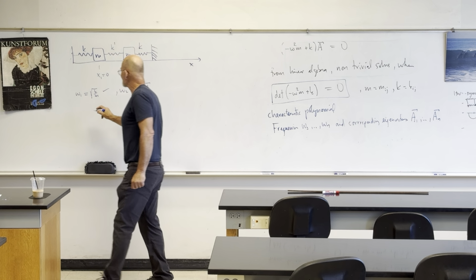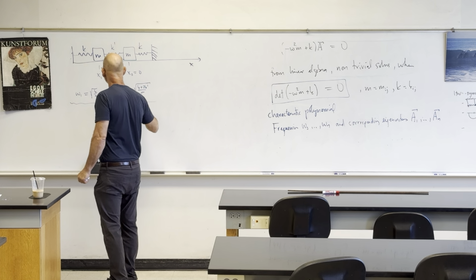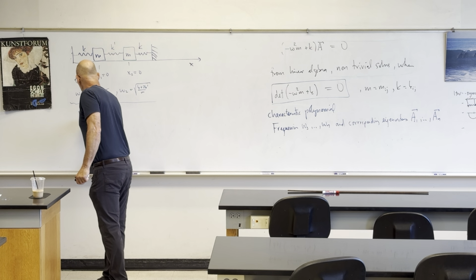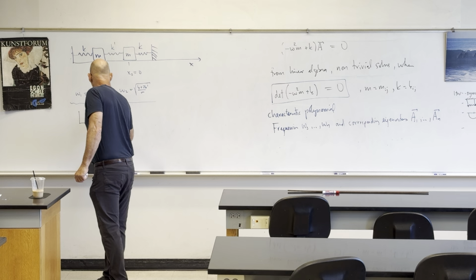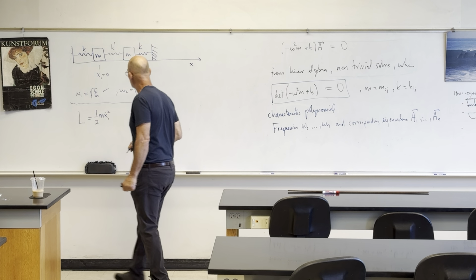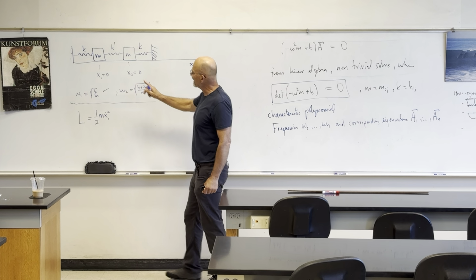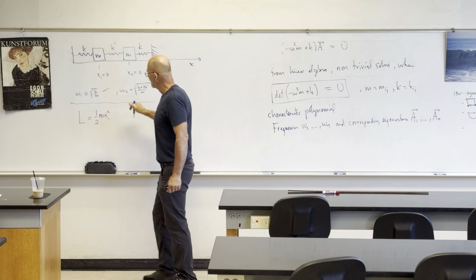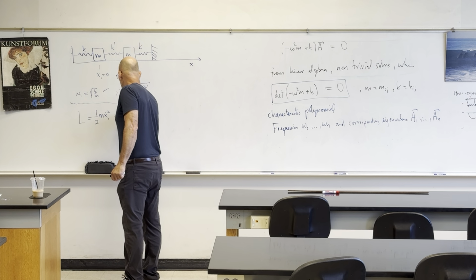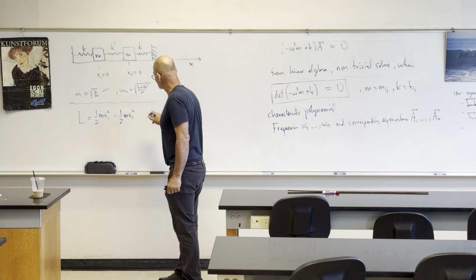So what's the actual Lagrangian of this thing? The Lagrangian, we've got for the first mass, it can move independent of the second one. I can just hold the second one down, the first one will move. And the kinetic energy for the second particle will be like that.